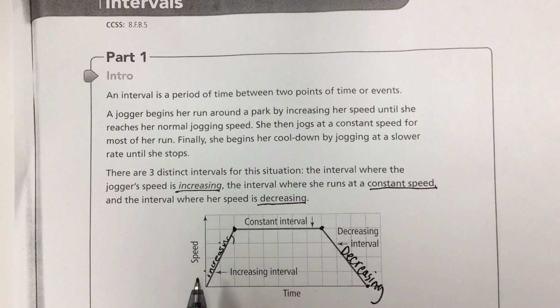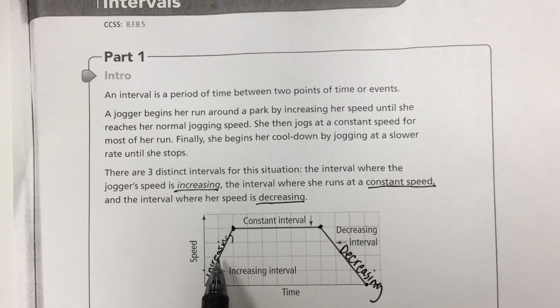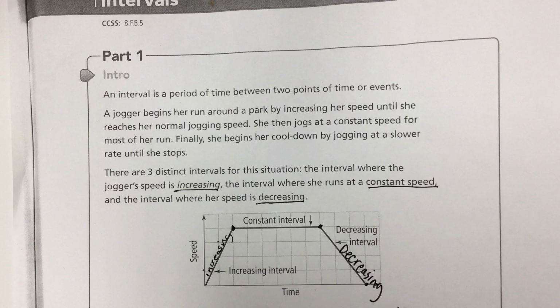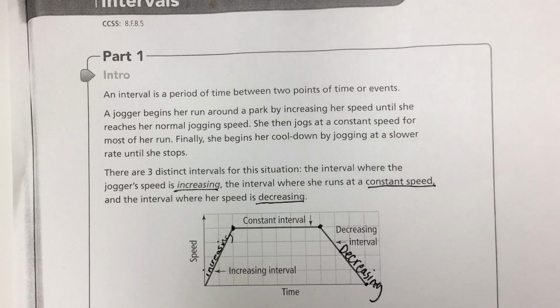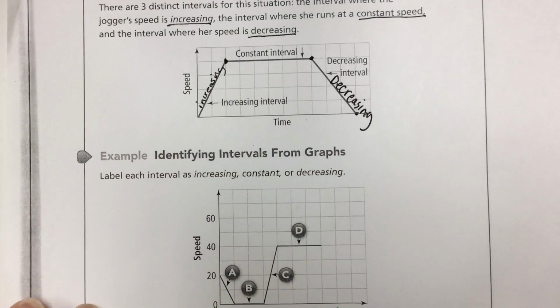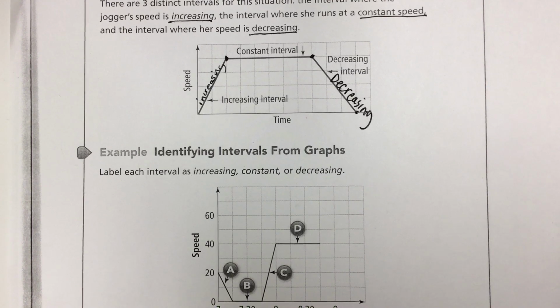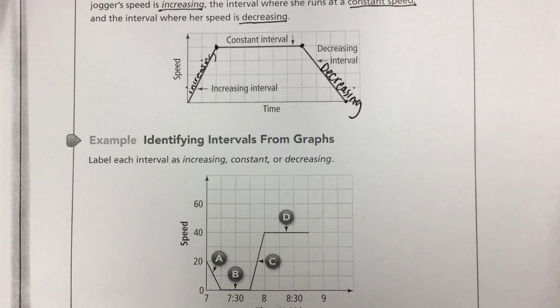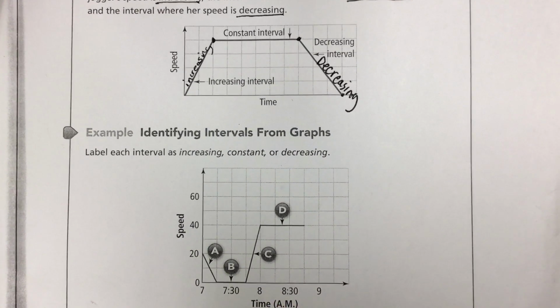So as you go from left to right on your graph, if a line is slanting upward to the right, it's increasing. Straight across is constant. Down to the right is decreasing. Okay? So let's look at this example. Identifying intervals from graphs. Label each interval as increasing, constant, or decreasing.